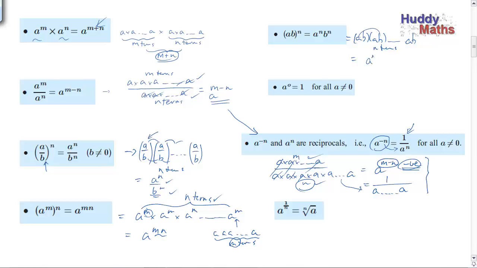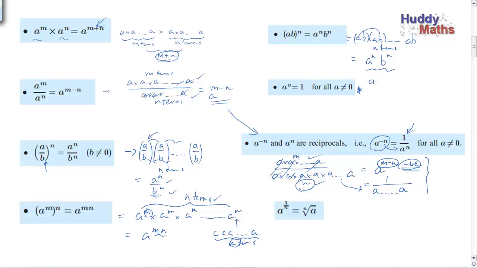It'll be a to the n and b to the n. Okay, not hard to see here. Oh, a to the naught. How do you get a zero power there, or exponent? That can't make sense, surely. You can't multiply a by itself so there's 0 terms. How did that come about?